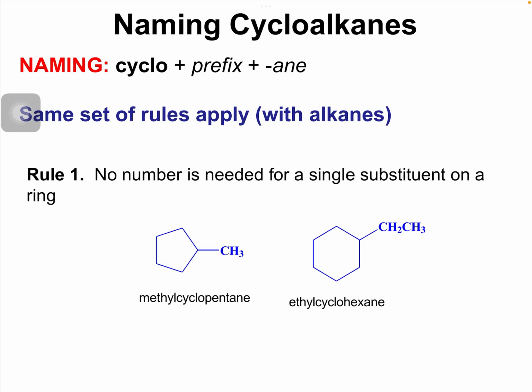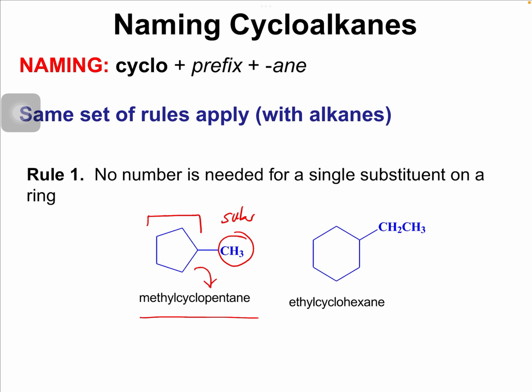So, how do we name your cycloalkanes? So, same set of rules apply just like in the alkanes. But there are instances kasi, may mga rules pa kasi din for specific naman siya for the cycloalkanes. Like this one. According to rule number 1, no number is needed for a single substituent on a ring. So, why? Kasi isa lang naman siya.